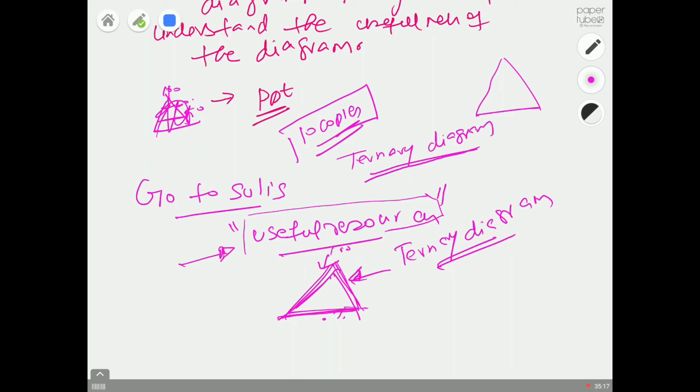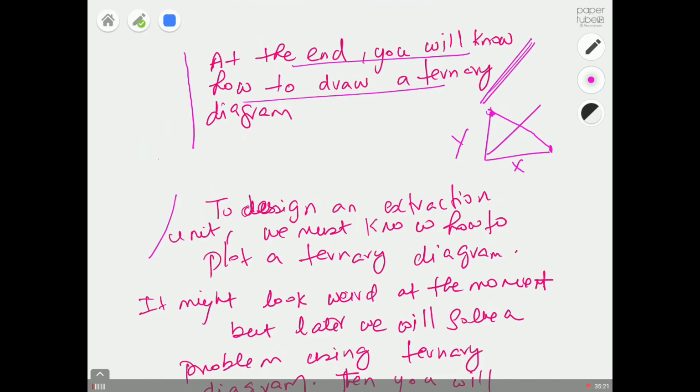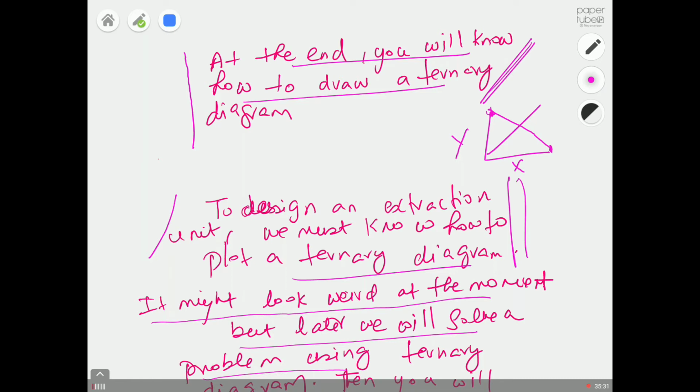Try to plot it. So why are we doing this? To design an extraction unit, we must know how to plot a ternary diagram. And one more thing, I already wrote this because this is what I expect from you at the moment. At the moment, everything might sound a bit weird and might look weird.